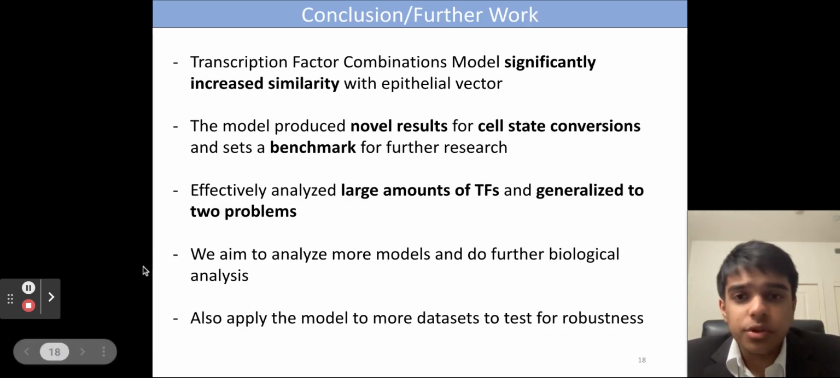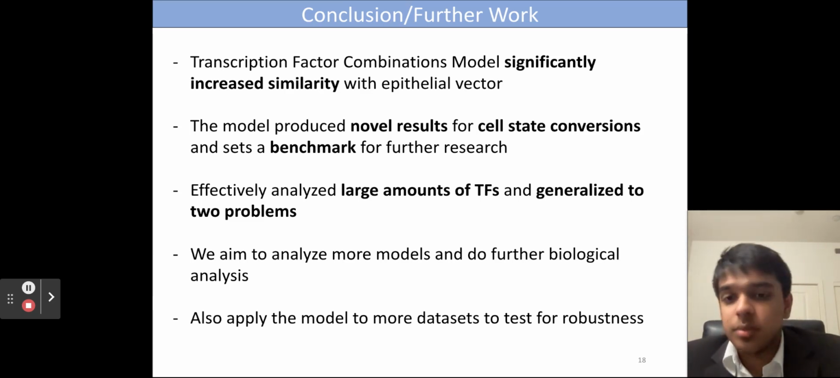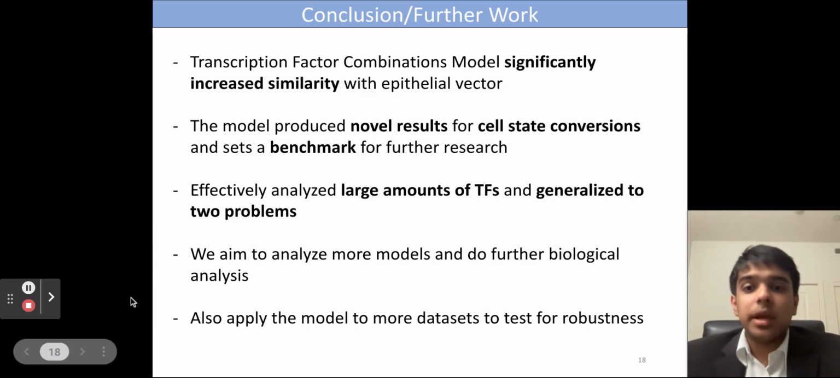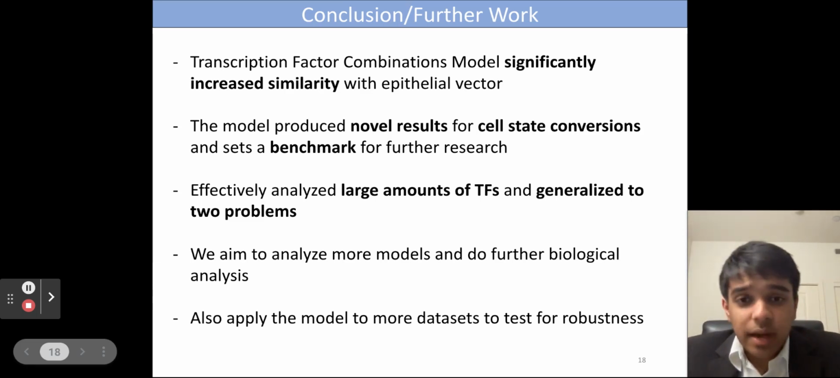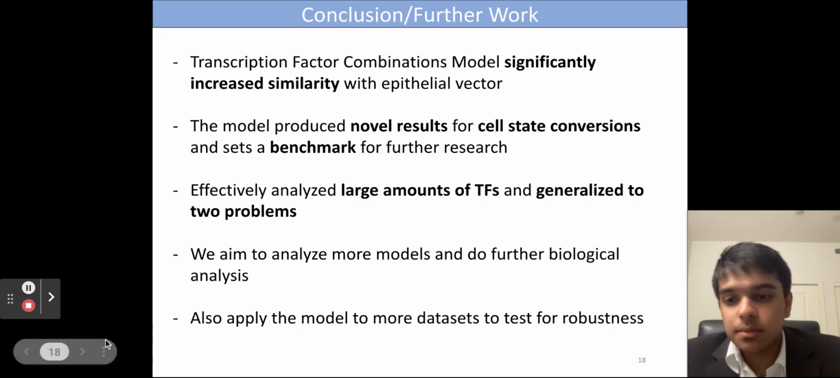For conclusion and future work, essentially what we found was that this combinatorial optimization model, along with machine learning models, significantly increased similarity with the epithelial vector when we did combinations of transcription factor perturbations, providing novel results for cell state conversions and simulations. In the future, we would like to use large amounts of TFs, even though we already did use large amounts of TFs, in order to better our results.